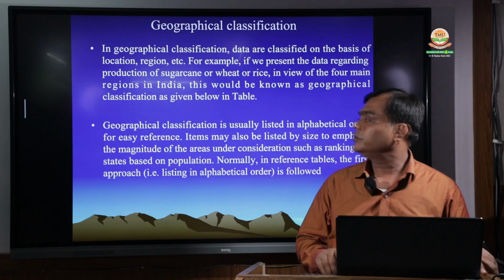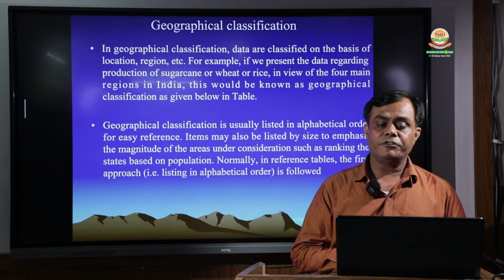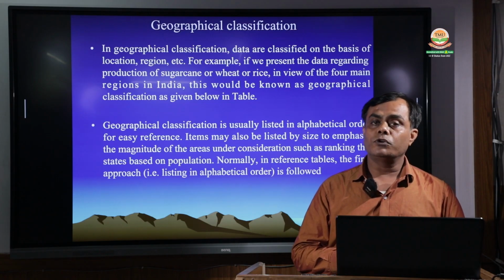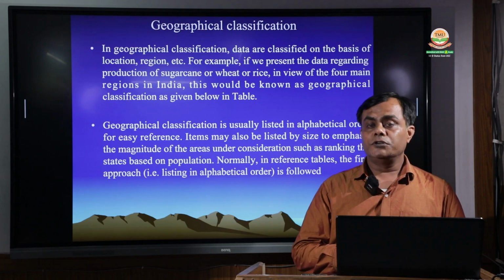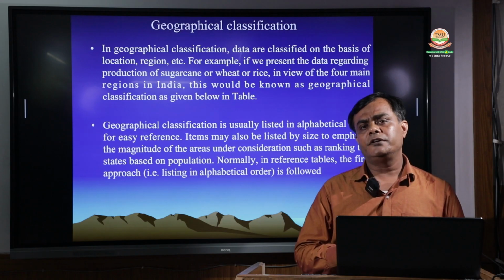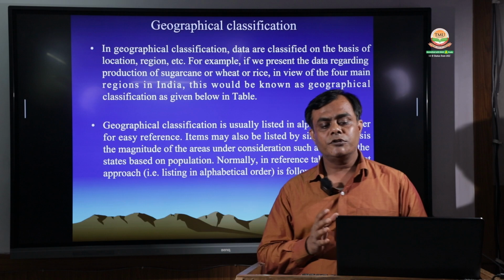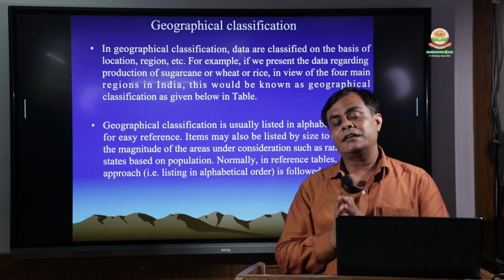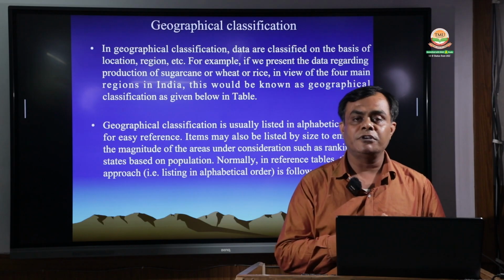So first, going through geographical classification. In geographical classification, data are classified on the basis of location, region, country wise, state wise, district wise, village wise, urban or rural data. So all these classifications come under the head of geographical classification. Simply, data classified according to geography is called geographical classification.